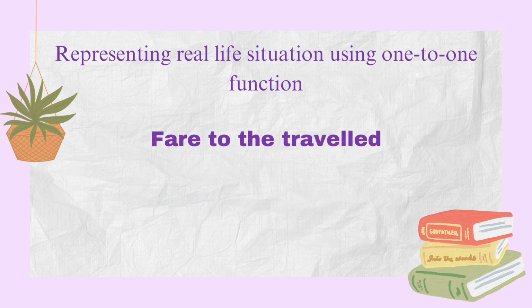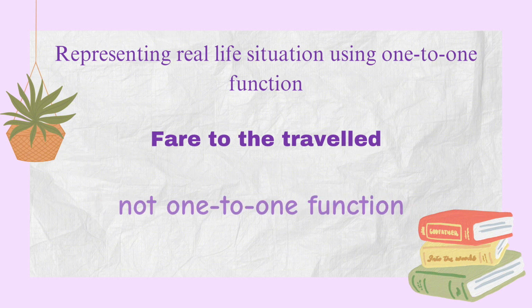Para dito naman, fare to the distance traveled. So for example, nagsakay ka ng jeep and yung pamasahe niya is 13. Sa ibang lugar is 13 pa rin yung magiging pamasahe niya. So paulit-ulit lang or umuulit lang yung pamasahe niya. So meaning it is not a one-to-one function.